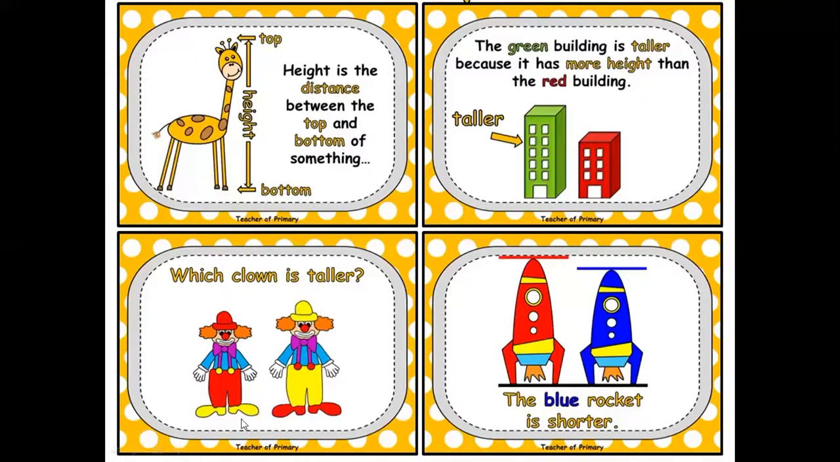Okay, now come and check this one. Which clown is taller? Can you tell about these two clowns which one is taller? Just compare the height. Look here, the red one is smaller because the height of the red one is less than the yellow one. Understood? What is taller and shorter? How will you compare the height of objects? According to the height of the object, we can say the shorter and taller of that object.